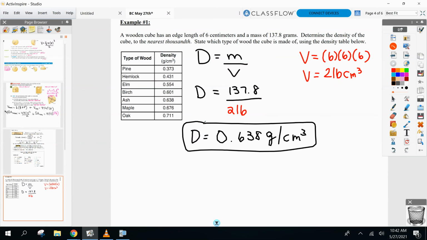And then what type of wood is it according to the table? This cube is made out of 0.638. That must be an ash cube, huh? Not that big of a deal, right?